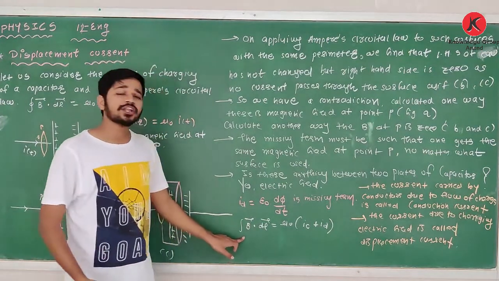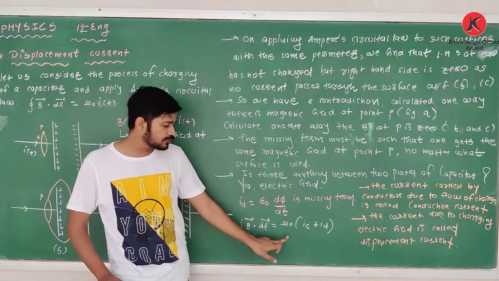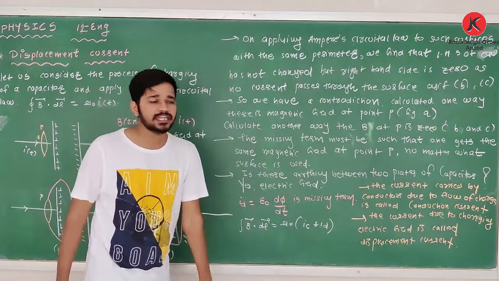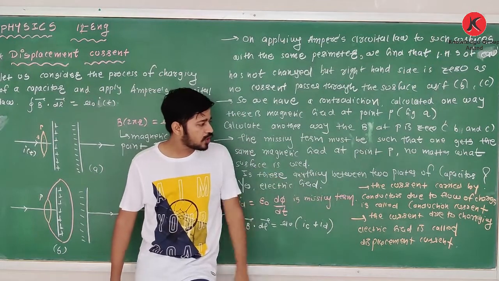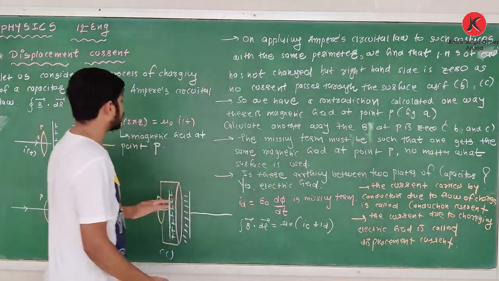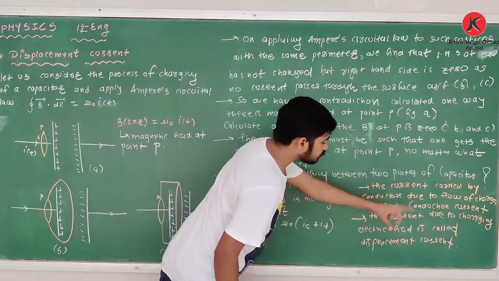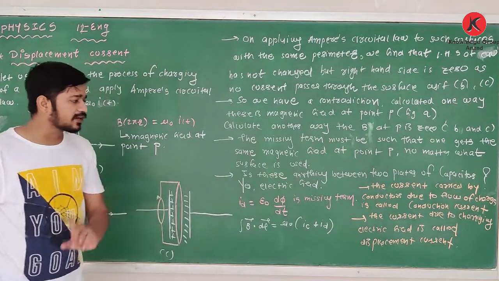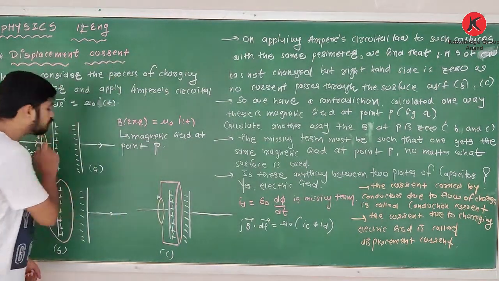So what is Maxwell's correction? Integration B dot dl is equal to mu 0 times (I_C plus I_D), where I_C is the current carried by conductors due to flow of charge. It is called conduction current, which actually flows outside. While the current due to the changing electric field is called displacement current, which is actually between the two plates of the capacitor.